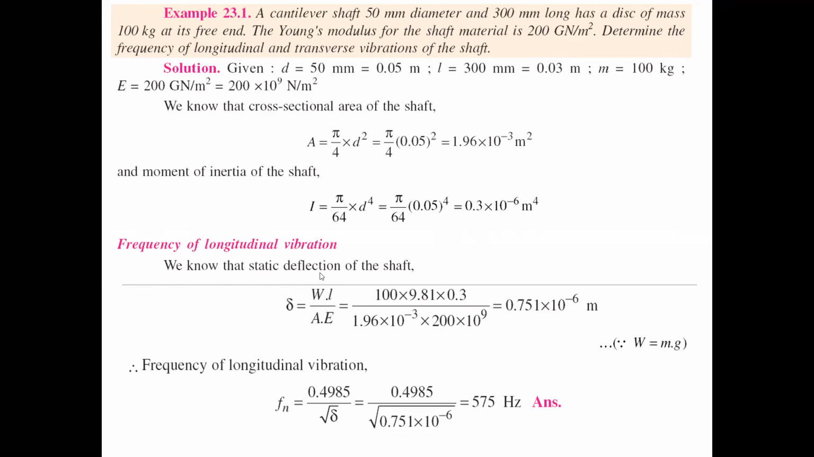Static deflection of the shaft. Which type of beam is there? That is the cantilever beam. So the delta value, the static deflection of a cantilever beam for longitudinal vibration, is delta equals WL by AE.